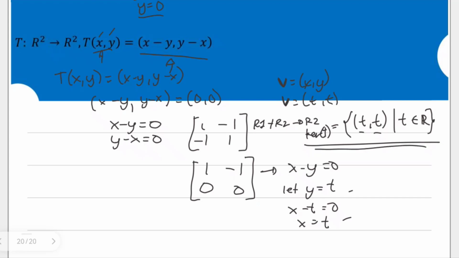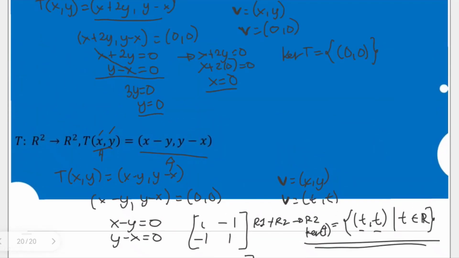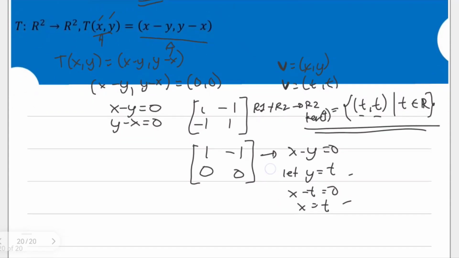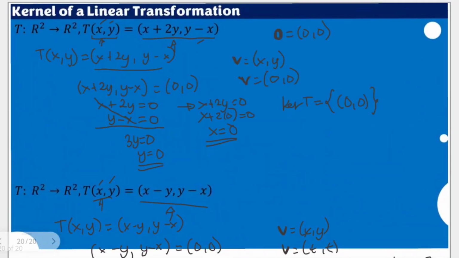See that the processes are different, because earlier the values were exact, so we used the elimination method, but here we don't have exact values, so we use the row echelon form and came up with this representation. So we have these two different kernels of T. By the way, we have parentheses here. So this is how we show the kernel of a linear transformation. Thank you very much for watching.